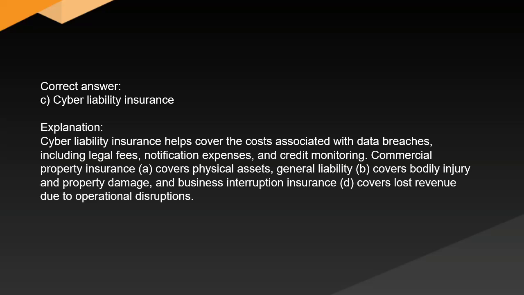Explanation. Cyber liability insurance helps cover the costs associated with data breaches, including legal fees, notification expenses, and credit monitoring. Commercial property insurance, A. Covers physical assets. General liability, B. Covers bodily injury and property damage. And business interruption insurance, D. Covers lost revenue due to operational disruptions.